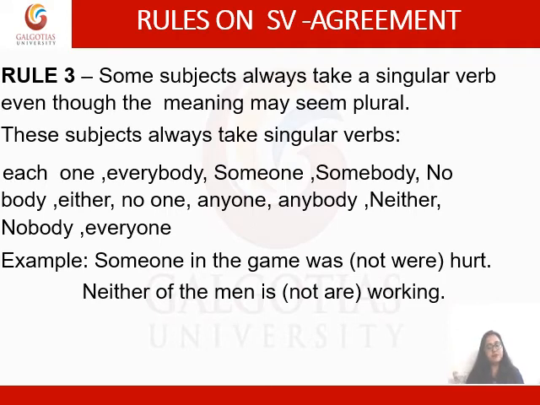Rule 3. Some subjects always take a singular verb, even though the meaning may seem plural. The examples of these subjects are each, one, everybody, someone, somebody, nobody, either, no one, anyone, anybody, neither, everyone. These subjects always take a singular verb. They may seem plural to you, but they always take a singular verb.